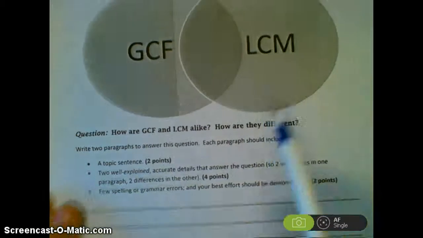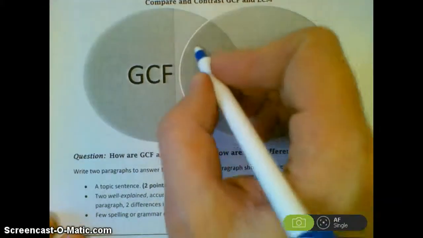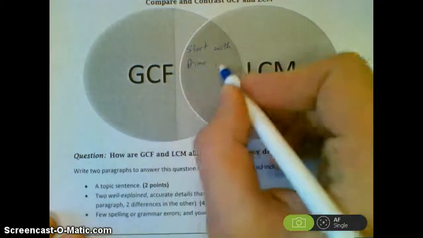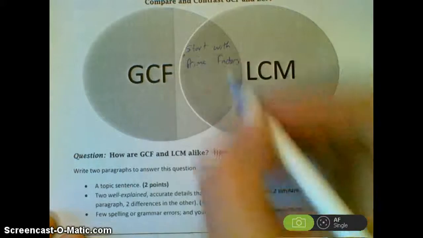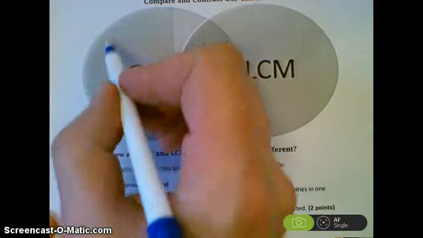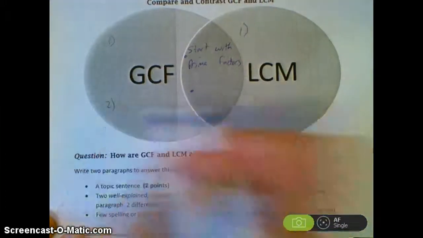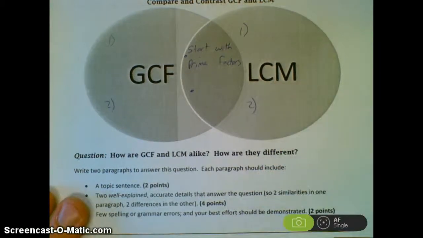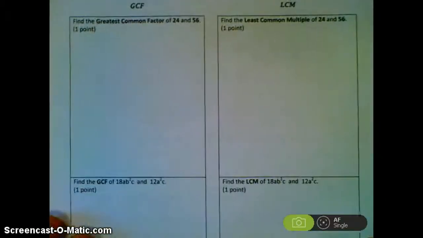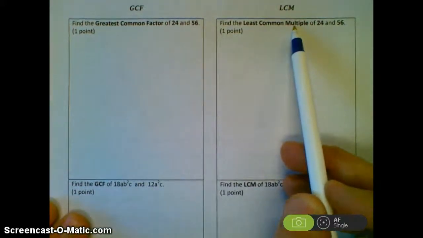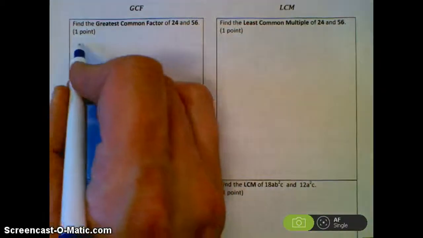LCM. So in class, we talked about that for both of these, you start with prime factorization. So that is one that's given to you. You'll need one more similarity and then a difference and a second difference between greatest common factor and least common multiple. So what I will do is walk you through some of these two, and I think you'll see some of the similarities and differences. So I'm going to start with prime factorization, just like I said I would.